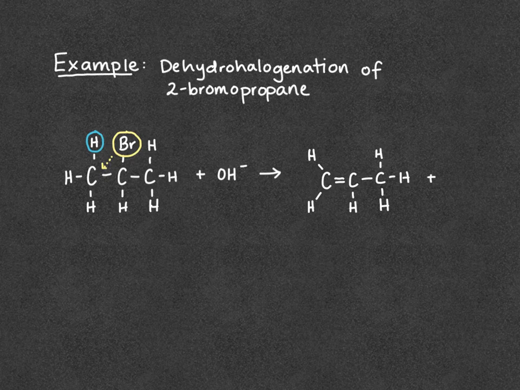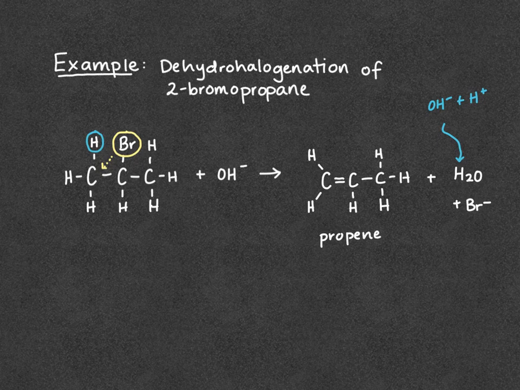And our inorganic byproducts are going to be water and Br-. And for this water, this is the OH- plus that hydrogen from the alkyl halide. So this is the dehydrohalogenation of 2-bromopropane, and in doing so we create propene. And we will always create a double bond and sometimes a triple bond with this reaction.